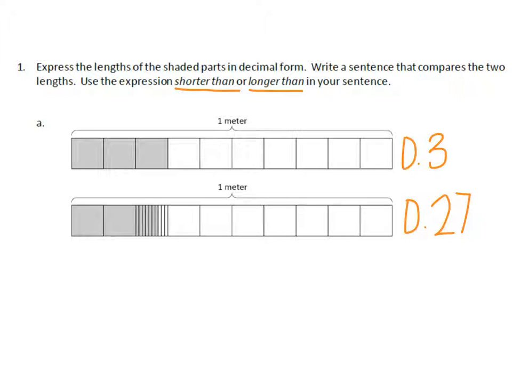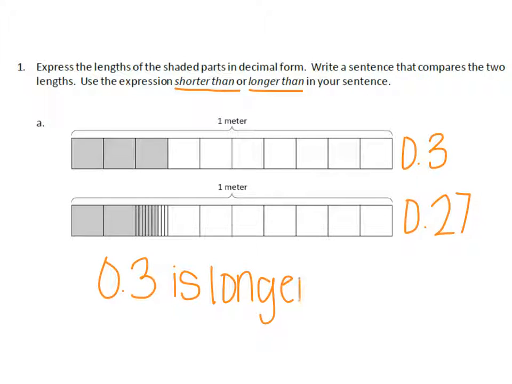Let's write a comparison sentence. I see that the first picture has more shaded in. So the sentence is going to read 3/10 is longer than 27 hundredths.